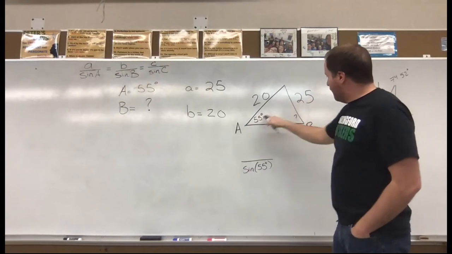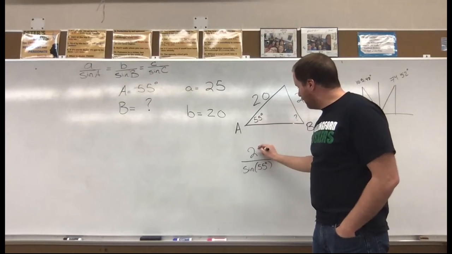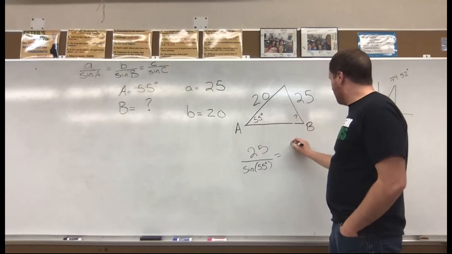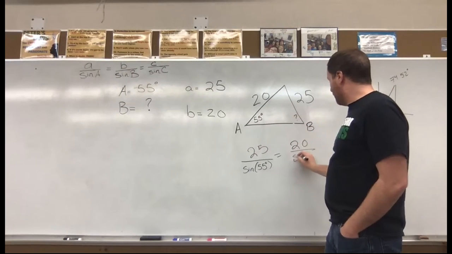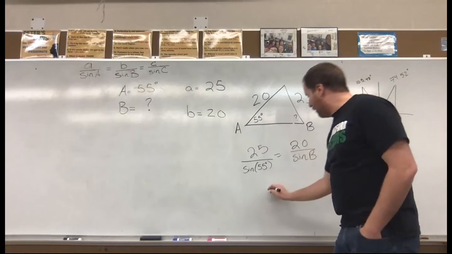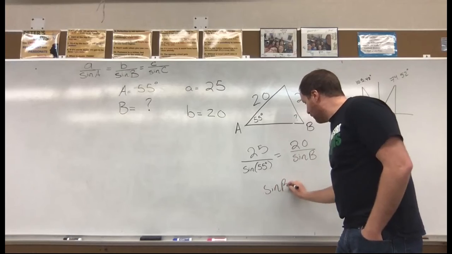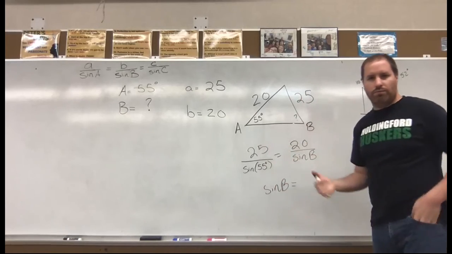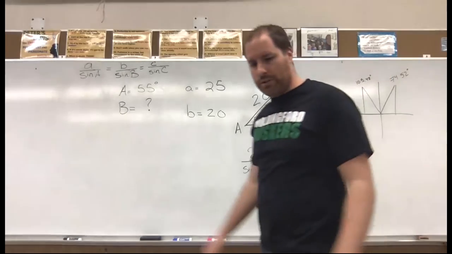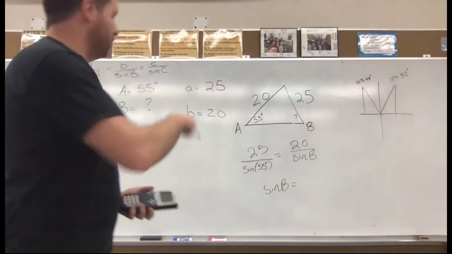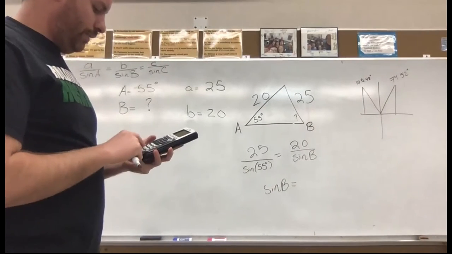And then I just set this up. These two are across from each other, right? We still have this across, so 20 over sine B. And then we use our proportion, so we cross multiply to figure that out. So 20 times sine 55.